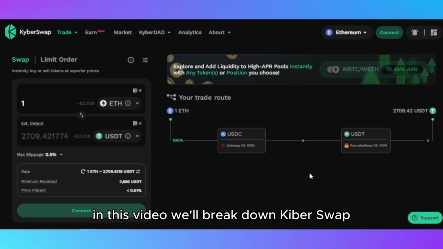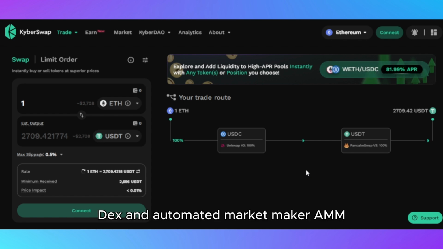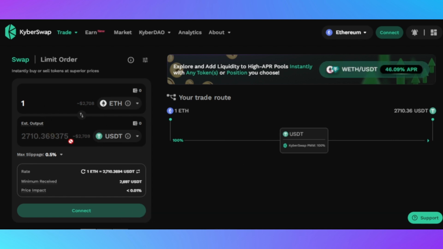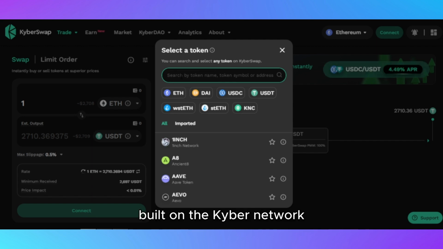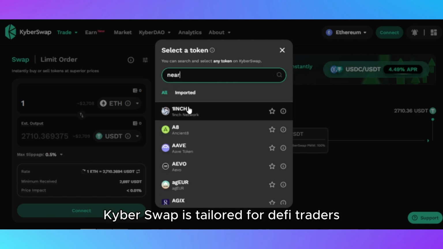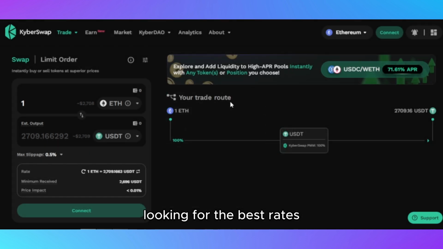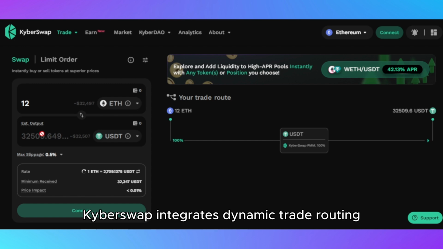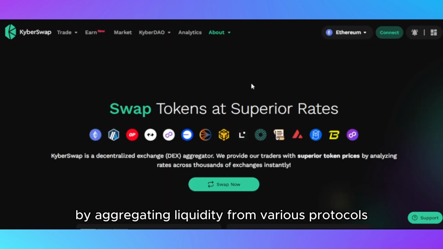In this video, we'll break down KyberSwap, a decentralized exchange (DEX) and automated market maker (AMM) designed for efficient token swaps, liquidity provision, and low slippage trading. Built on the Kyber network, KyberSwap is tailored for DeFi traders, liquidity providers, and yield farmers looking for the best rates across multiple liquidity sources.